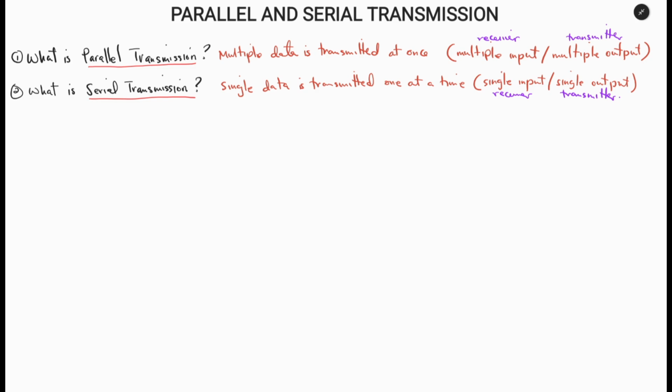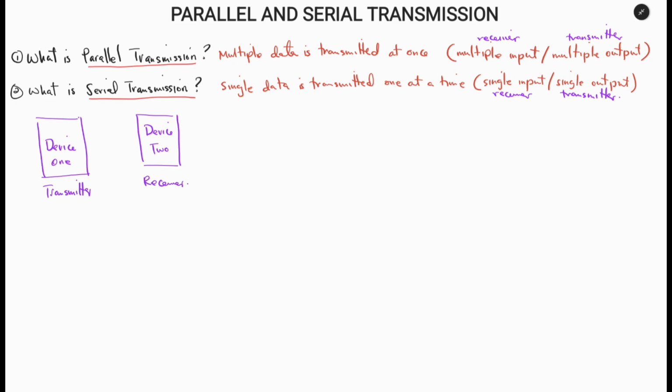The main idea between the parallel and the serial transmission has to do with the information that is represented in a digital system, known as data. Now we have device 1, and this device 1 is acting as a transmitter. And we have device 2, which acts as a receiver.